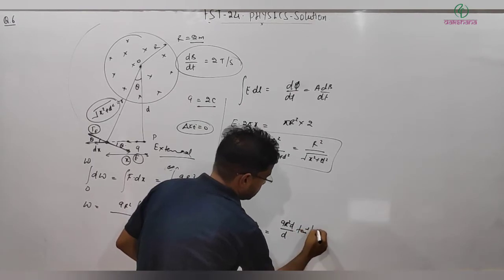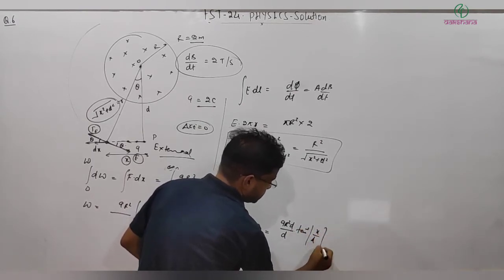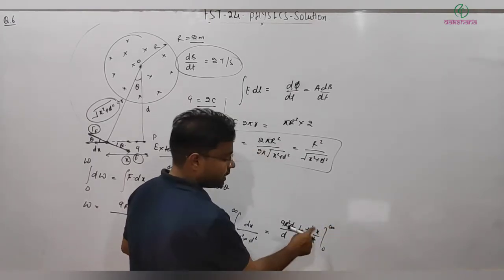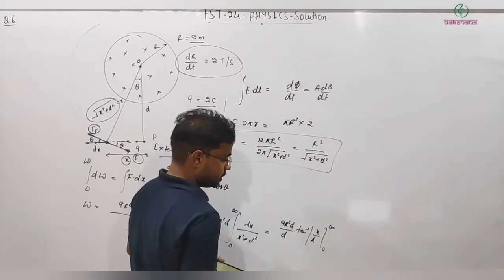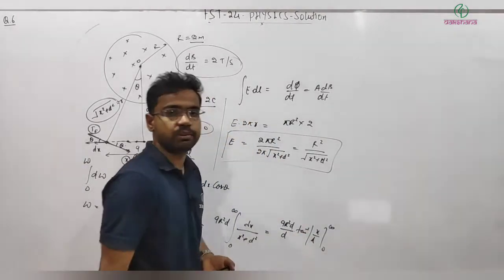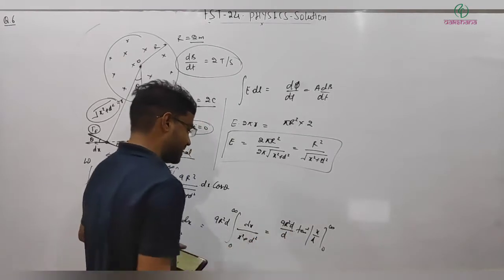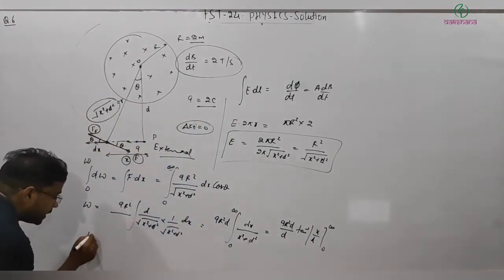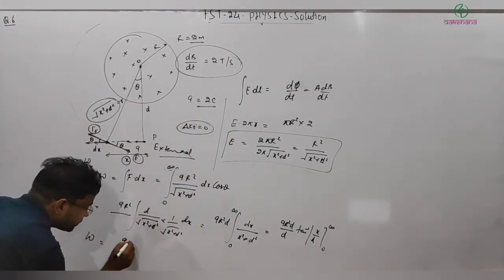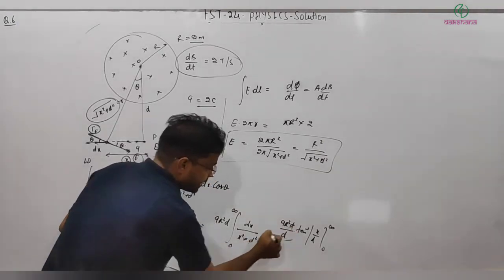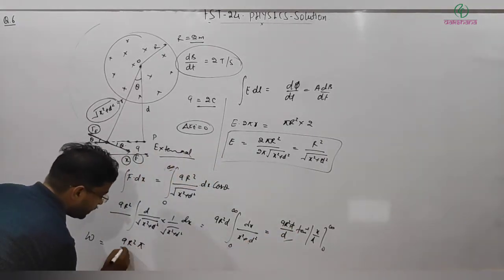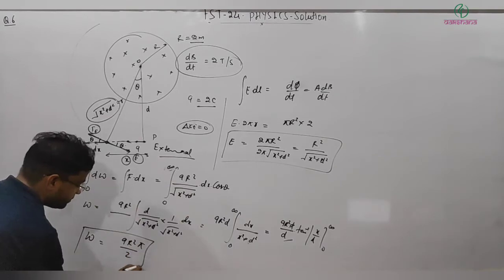So then the integration of this comes out to be basically q r square d divided by d into tan inverse x by d, and substituting the limit 0 to infinity: tan inverse 0 is 0, and tan inverse infinity will be pi by 2. So then we are getting w equal to q r square, d gets cancelled, into pi by 2. This is the expression we are getting.